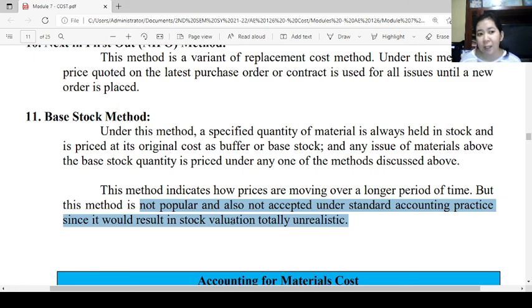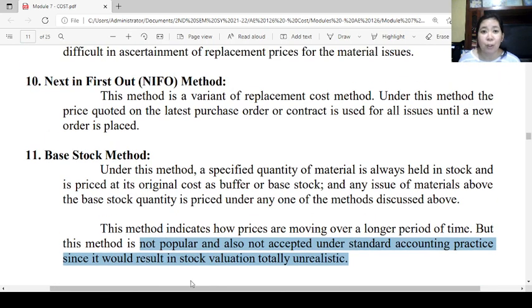Okay, so those are the different methods of costing our materials.